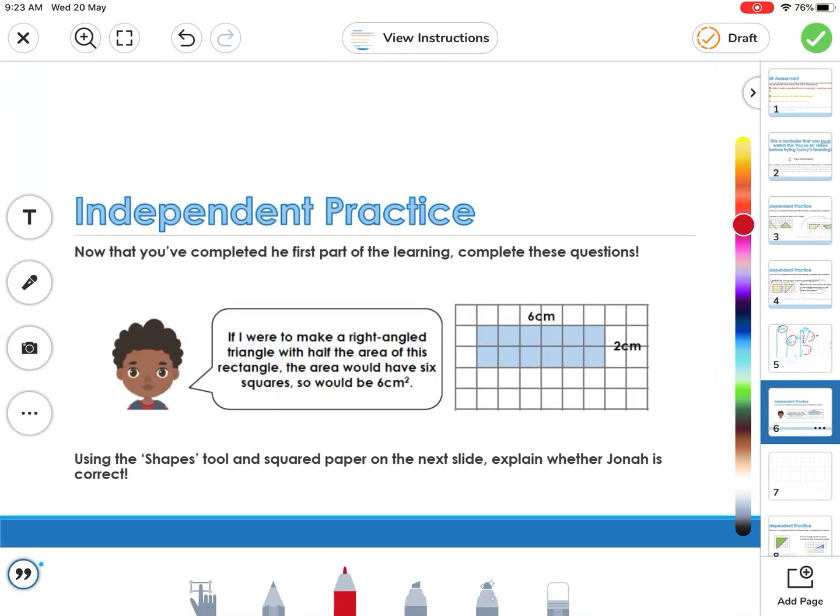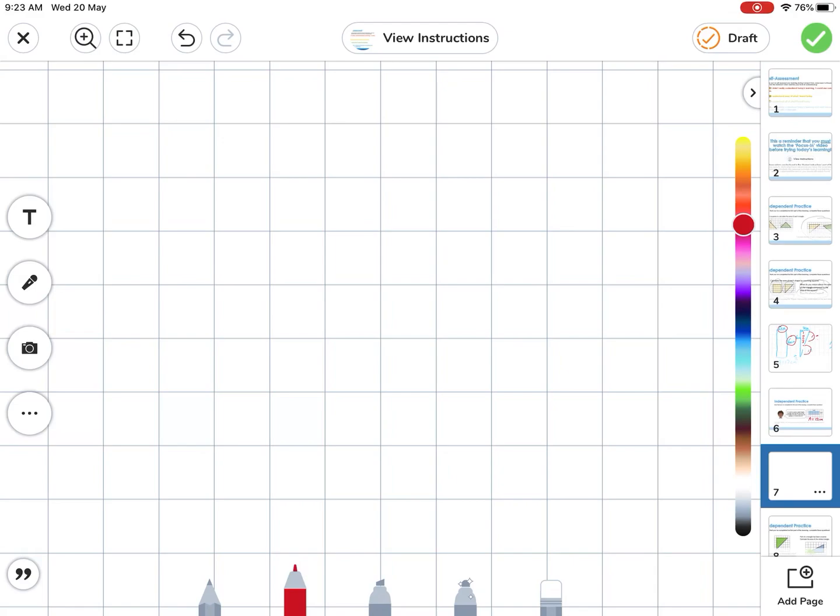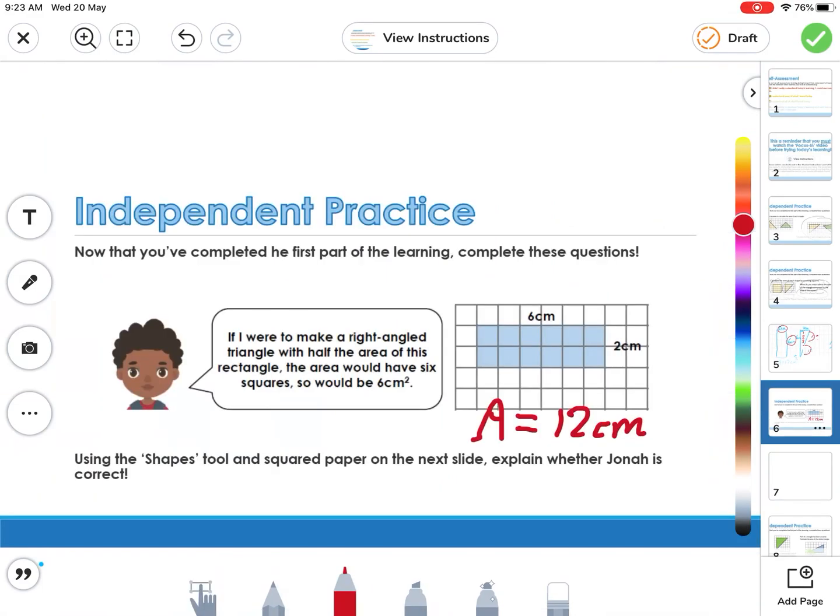Okay, now you completed the first part of the learning, complete these questions. If I were to make a right-angled triangle with half the area of this rectangle, the area would have 6 squares, so it would be 6 centimeters squared. Using the shapes tool, oh, that's the one I needed to use, so I might be able to do straight lines then, and squared paper on the next slide, explain whether Jonah is correct. So I know that the area of this triangle is 6 times 2, so that'd be 12. And again, it's very similar to the example I did. On this page, see if Jonah is correct.